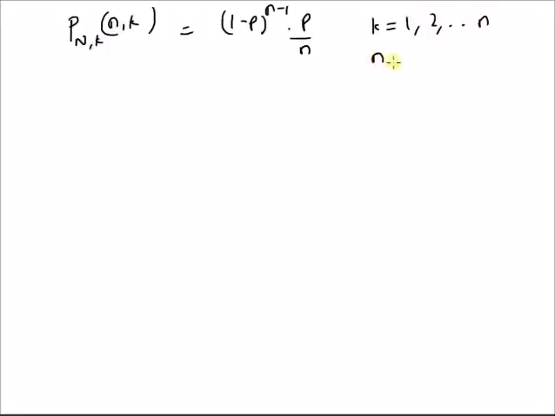Hello, welcome. In this short video, let us look at an example of calculating the marginal probability mass functions from a given joint probability mass function. The given joint mass function is defined as P_{N,K}(n,k) = (1-p)^(n-1) * p/n, where k = 1, 2, 3 and so on up to n, and n = 1, 2 and so on.